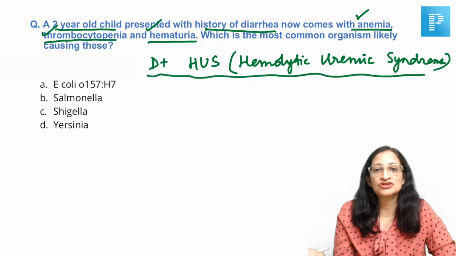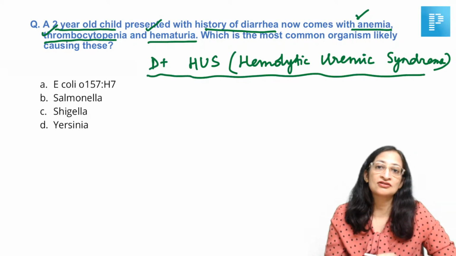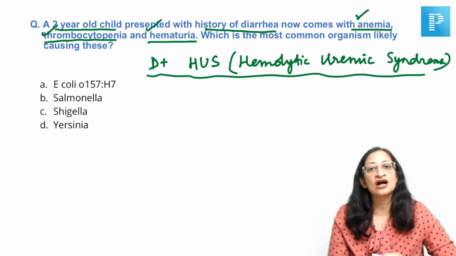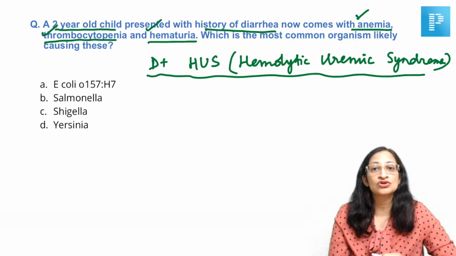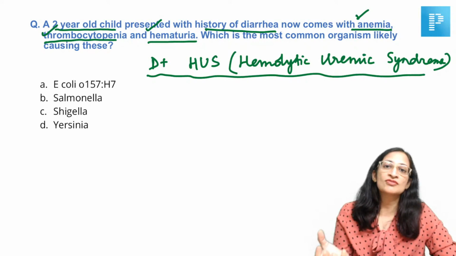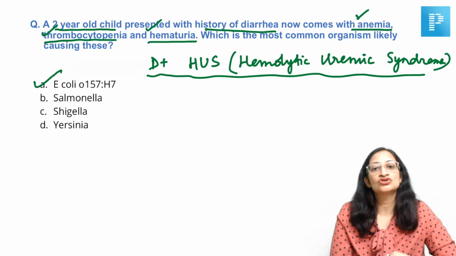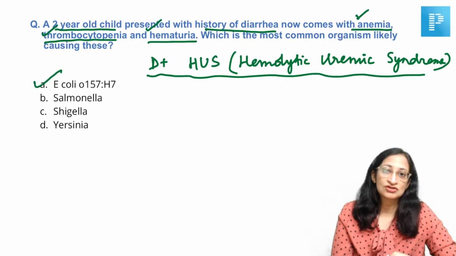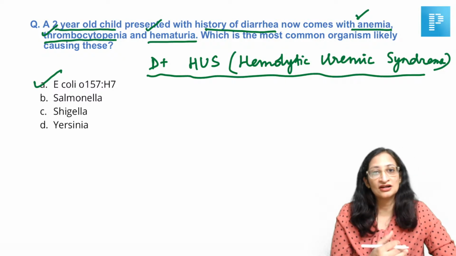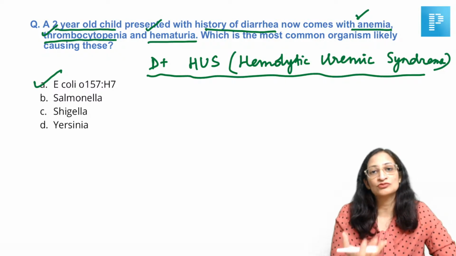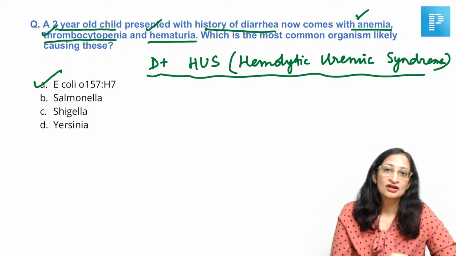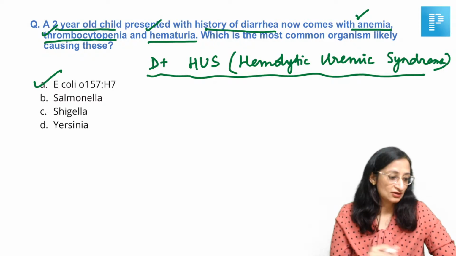And this D plus HUS is usually post-infectious, secondary to infection by Shiga toxin producing E. coli or verotoxin producing E. coli. The most common strain is E. coli O157:H7, followed by Shigella, and then Salmonella and Yersinia can also lead to it. But the best answer would be E. coli, right?